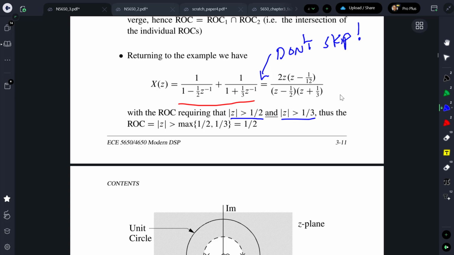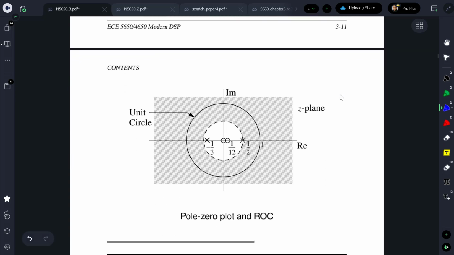And in this case, there's no cancellation happening, but if there was a cancellation, you won't be able to see it unless you put it over a common denominator. So not only that, I'm going to insist that you do that, so I'll deduct a point or so if you don't do that, especially if it factors into the ROC. But here, it doesn't. You can see the two poles are intact, one at minus 1/3, one at 1/2, and then there's a 0 at 0 and a 0 at 1/12.